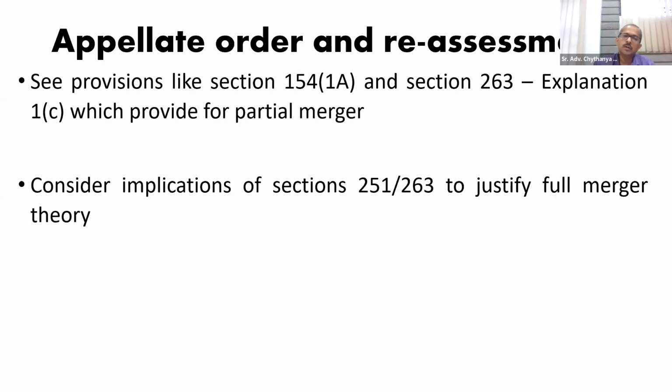If you look at the similar provisions under 154(1)(a) and under section 263 explanation 1C, they specifically provide for partial merger, like how the erstwhile third proviso to section 147 provided. The absence of a language similar to the third proviso could mean in a given situation that the AO does not have power in respect of an order that has been taken in appeal.